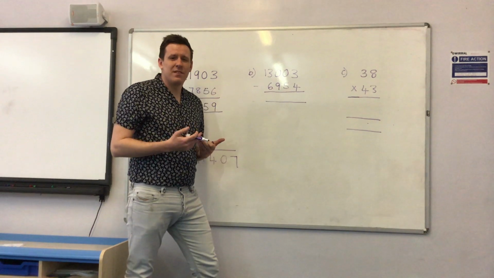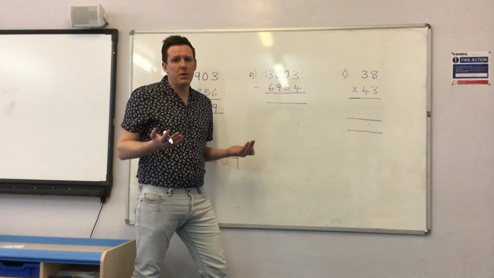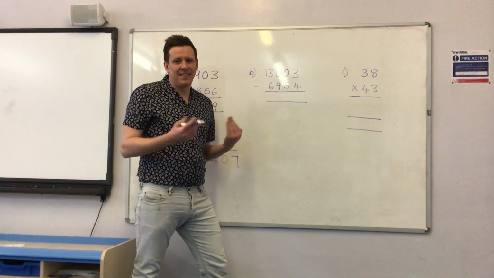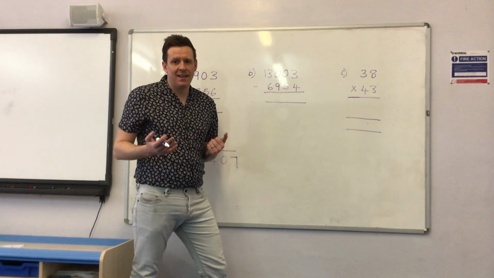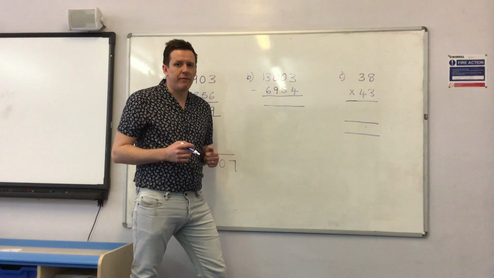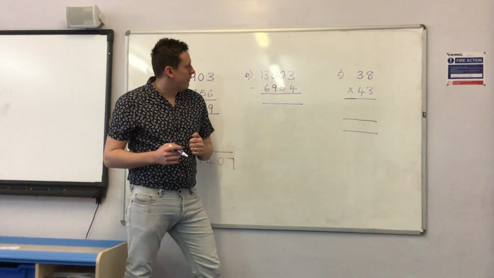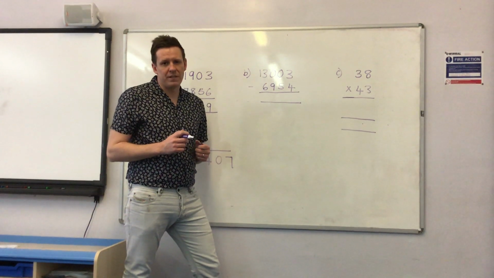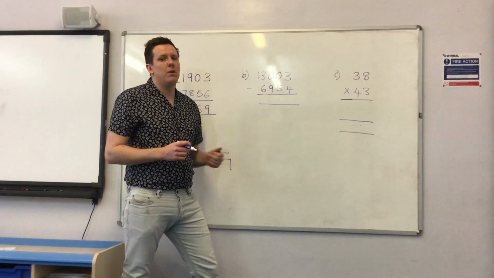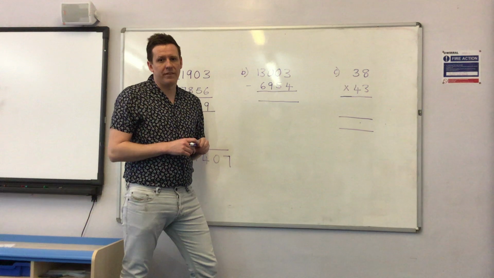Moving on to subtraction. So you might be asked to find the difference between 2 numbers, or you might be asked to find how many is left, or if one is more than the other, how much more than is it? These are some of the key terms to look out for. And so, for example, 13,003 take away 6,954. Again, the column method is probably the best way to solve this.